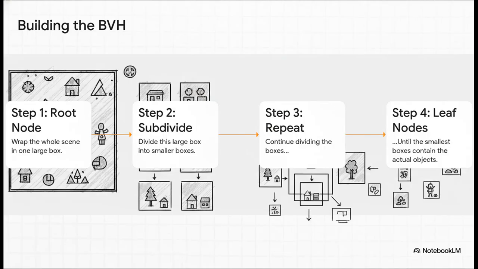So here's how it's built. It's a classic divide and conquer strategy. First, step 1, the computer puts one giant box around the entire scene. Then, step 2, it splits that big box into smaller boxes, and it just keeps doing that over and over, dividing the boxes into smaller and smaller ones until finally, the teeniest boxes contain just a handful of those triangles we were talking about. The country, state, city, street address analogy is perfect. It's just a map to find things quickly.